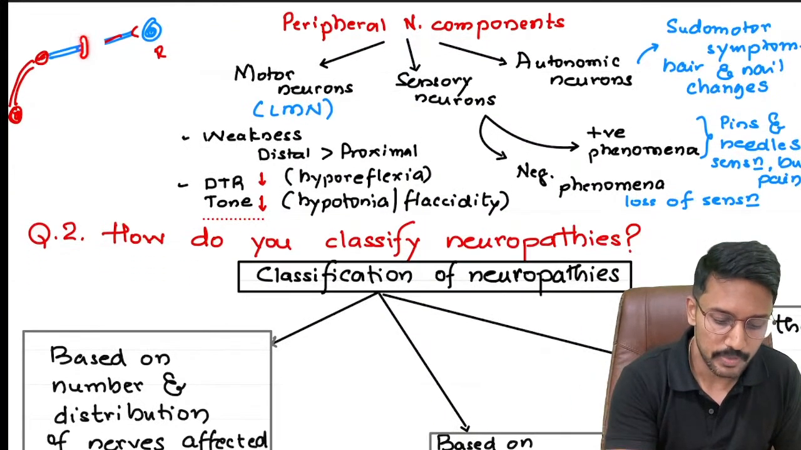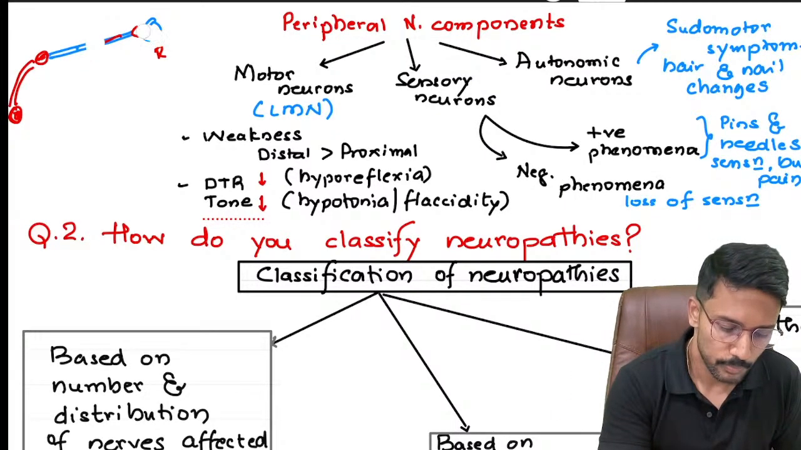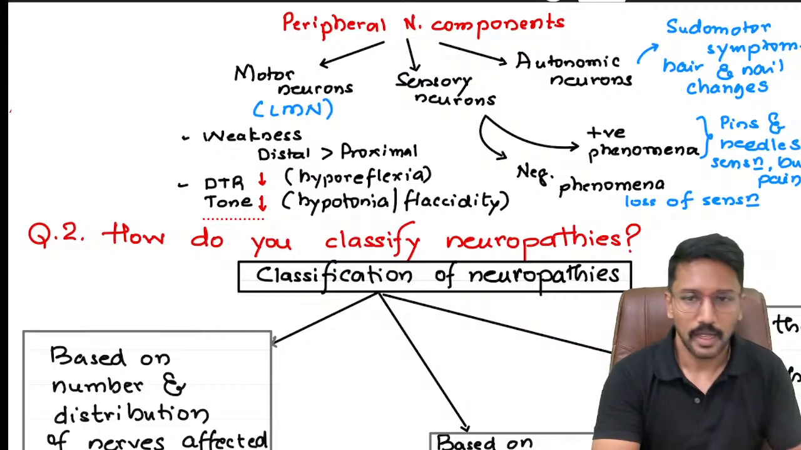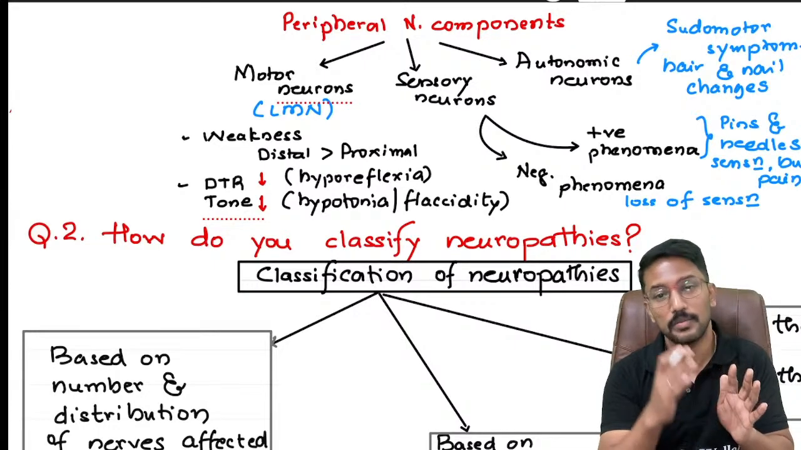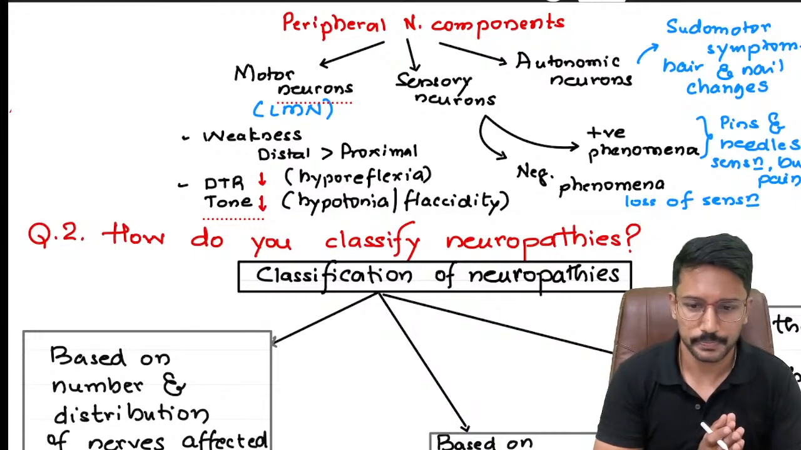Now, these symptoms are happening without any stimulus being given to the patient. That's why we call it a positive phenomenon. Means ideally we shouldn't feel these symptoms without a stimulus, but we are feeling them without a stimulus. So we're calling it an addition or a positive symptom.